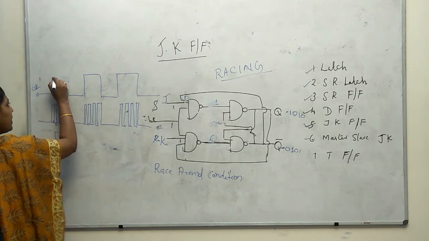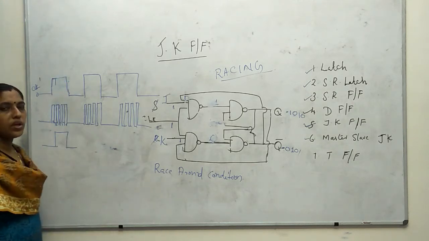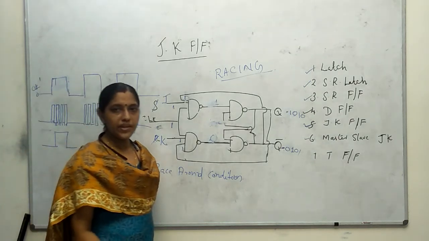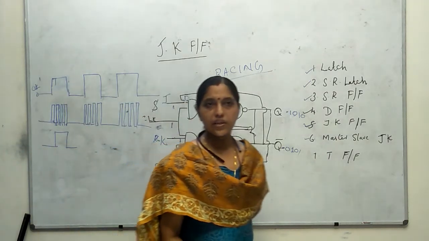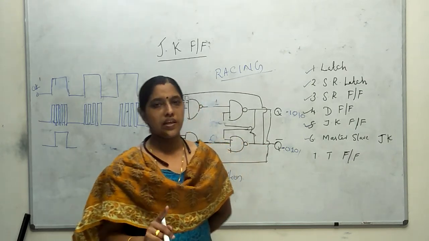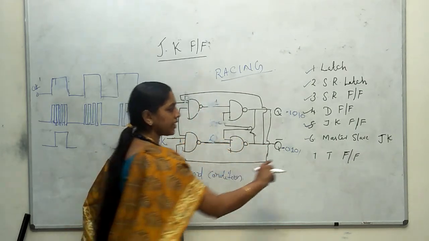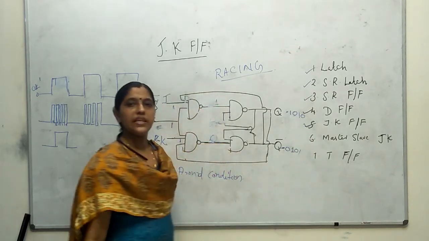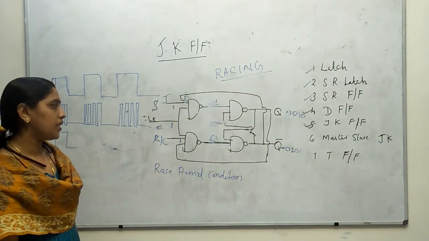So what we are doing is going for a different sequential circuitry. In that circuitry, we can ensure that the output will change only once within a clock cycle. That particular circuitry is a master slave JK flip-flop. Okay, so that we see now.